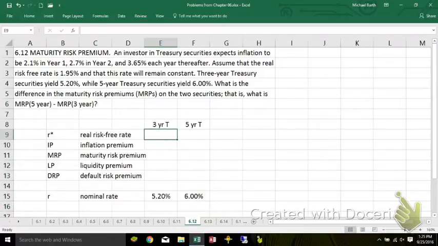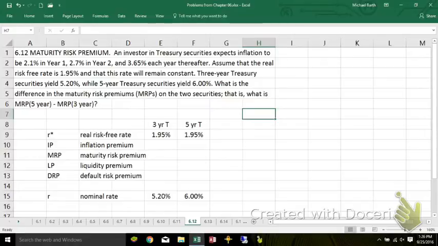The real risk-free rate's the same for both of them. It has nothing to do with maturity. It has to do just with enticing you to lend your money. So it's 1.95% for both of them. We have to calculate an inflation premium.